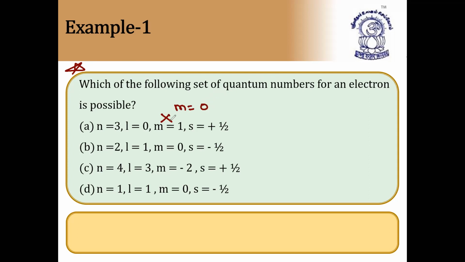Second option: n is equal to 2, L is equal to 1. So n = 2 is possible. L is equal to 1 means 2p orbital. m can be 0, it is possible. s can be minus half also, it is possible.